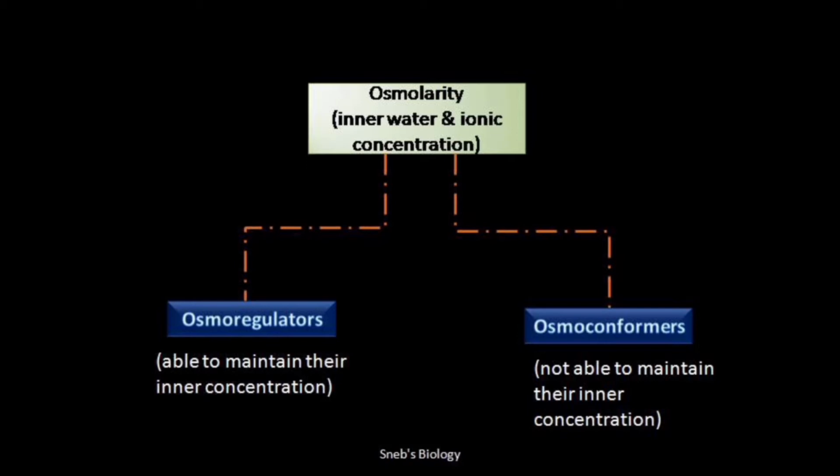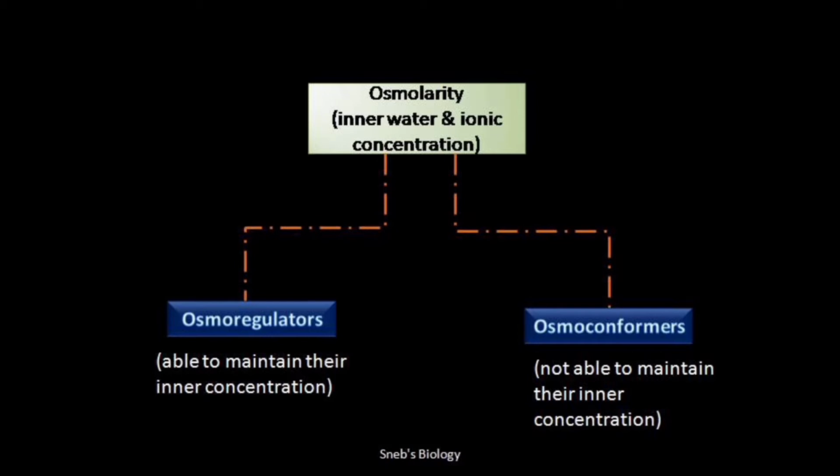Next, the second factor is osmolarity. This is basically the inner water and ionic concentration that we are talking about. There are animals who are able to regulate the internal conditions, how much water and how much salt should remain inside the body. So they will be called osmoregulators. And some are not able to maintain it. That means if the outer medium has more concentration, then the salt concentration of their body will also increase. And if they are in a medium where the salt concentration is lower, their ionic concentration will also lower. So they are known as osmoconformers.